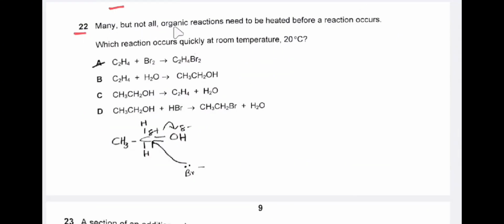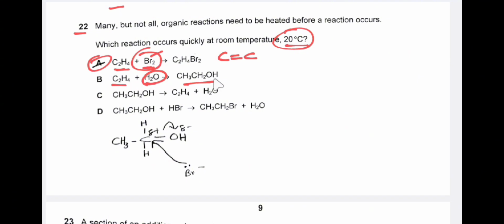Question 22. Many but not all organic reactions need to be heated before the reaction occurs. Which reaction occurs quickly at room temperature, that is 20 degrees centigrade? So ethene reacts with bromine, and this bromine is used to test for ethene. It changes from orange to colorless, or it is decolorized, when ethene or any carbon-carbon double bond is present, and this occurs at room temperature. So yes, this is the answer. But ethene reacts with water to form ethanol, and as you remember, ethene reacts with steam at 450 degrees centigrade and 50 atmosphere pressure.